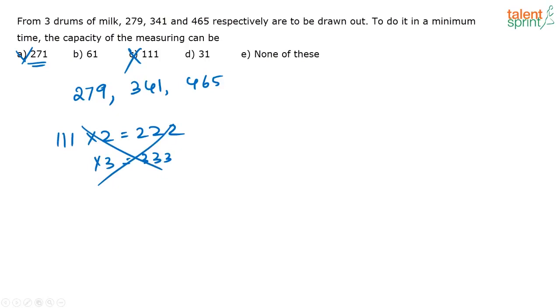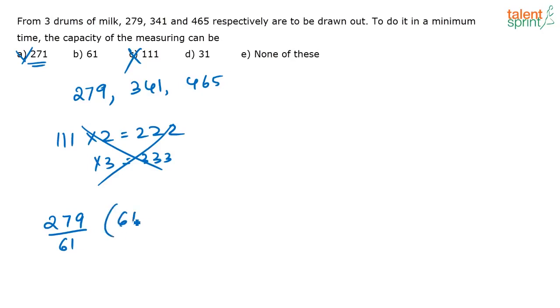Now, how do I see which of these is correct? If any of these is correct, because there is also an option, none of these. Now, try dividing each number by 61 and 31. That will help us arrive at the answer faster. See, 279 divided by 61. Now, here don't calculate the actual value. You need not calculate.